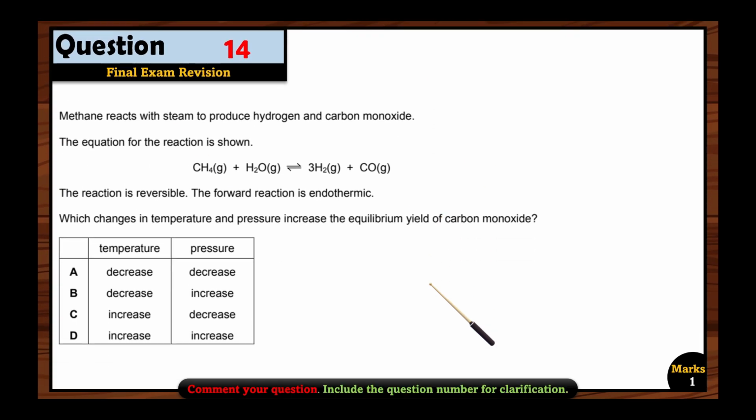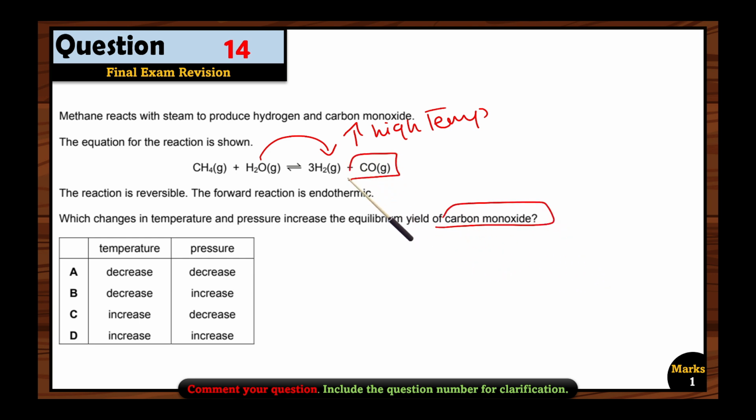Question 14. Methane reacts with steam to produce hydrogen and carbon monoxide. The equation for the reaction is shown. The reaction is reversible. The forward reaction is endothermic. Again, the reaction is endothermic. It means high temperature will favor the forward reaction. So, which changes in temperature and pressure increase the equilibrium yield of carbon monoxide? Carbon monoxide is on the right side, so it means we have to increase the forward reaction. Increasing the temperature will favor the right side because the forward reaction is endothermic. So high temperature is the right option.